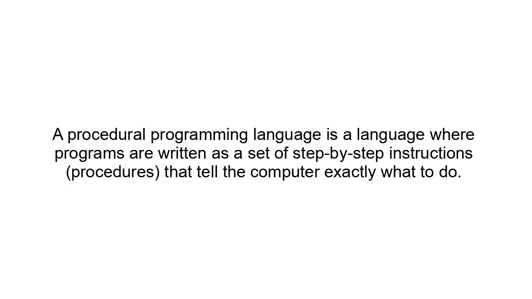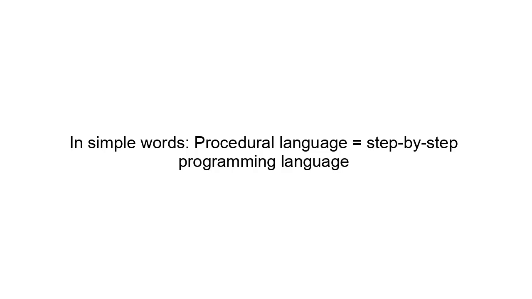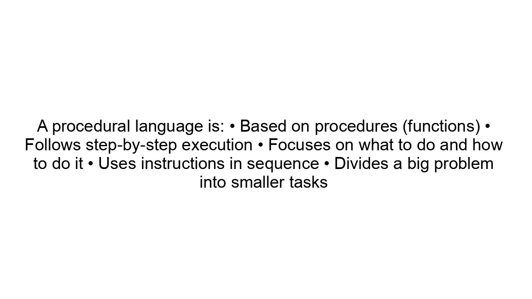It is called procedural because the program is built using procedures, also called functions or routines. In simple words, procedural language equals step-by-step programming language. It means a procedural language is based on procedures, functions, follows step-by-step execution, focuses on what to do and how to do it, uses instructions in sequence, divides a big problem into smaller tasks. So, procedural language equals instructions plus order plus logic.